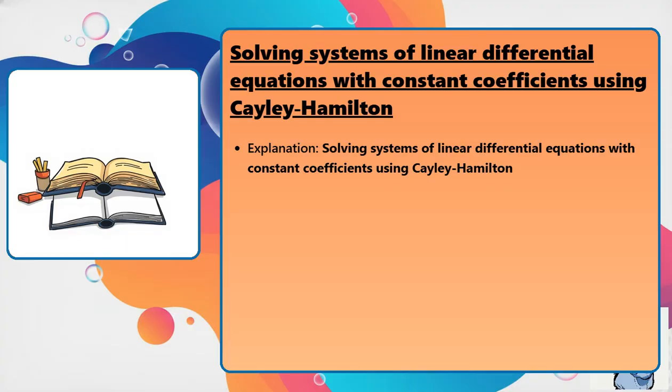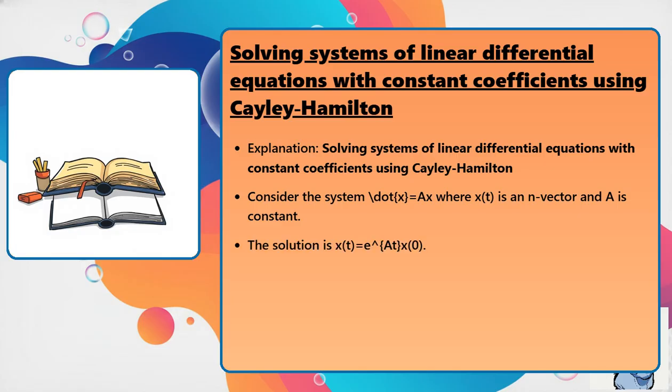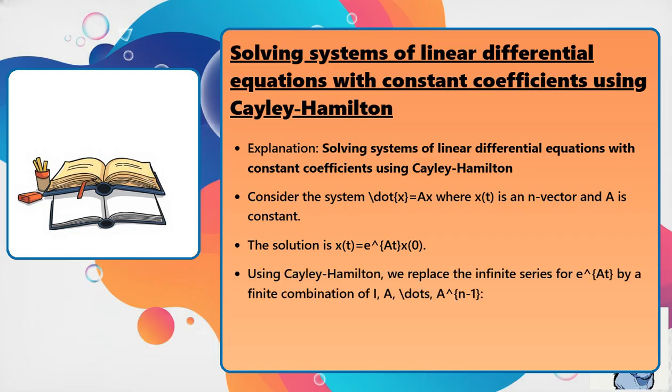Explanation: solving systems of linear differential equations with constant coefficients using Cayley-Hamilton. Consider the system x dot equals Ax, where x(t) is an n-vector and A is constant. The solution is x(t) equals e to the At times x(0). Using Cayley-Hamilton, we replace the infinite series for e to the At by a finite combination of I, A, up to A to the n minus 1.